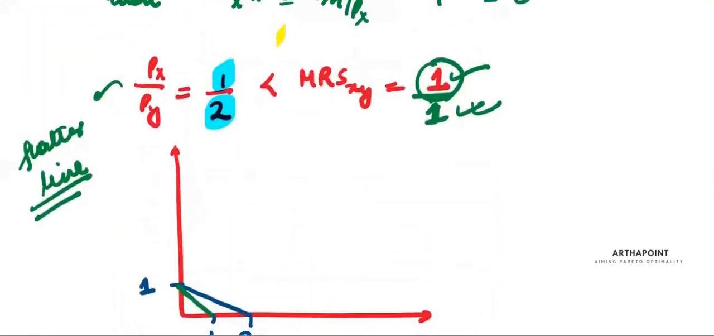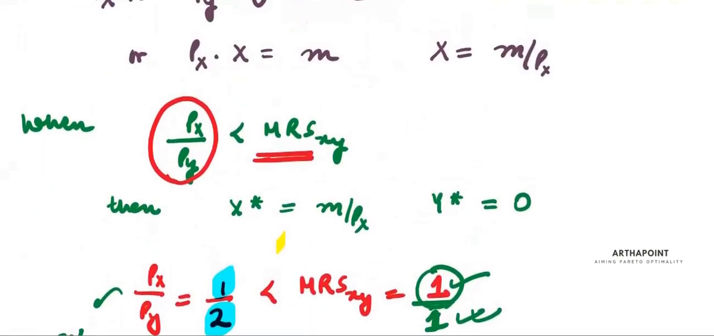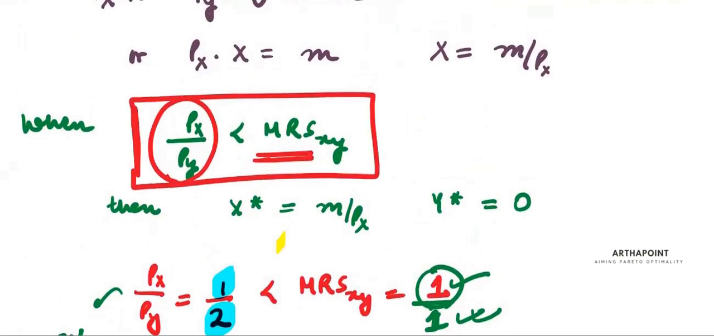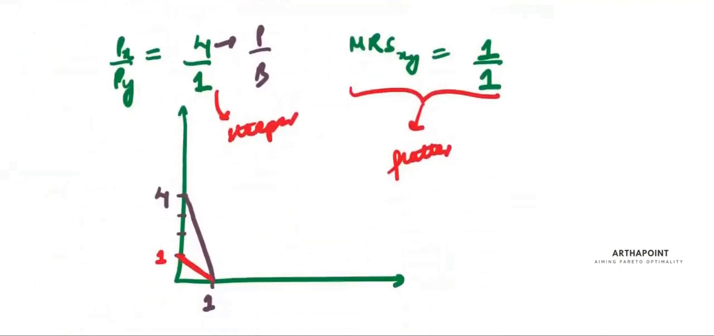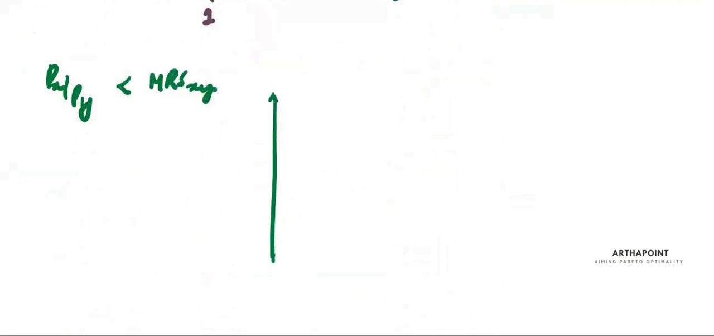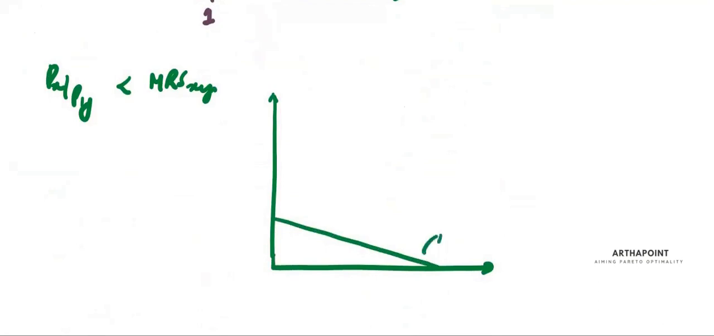Now, let's go to this case first. I'm still doing the case that Px by Py is less than MRS XY, which means my budget line is going to be flatter. So I draw this as the budget line. Okay, this is my budget line. My indifference curve was steeper than this. So maybe this is my indifference curve.